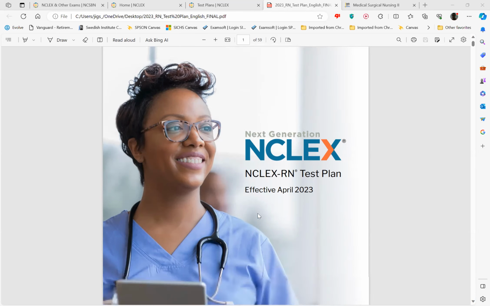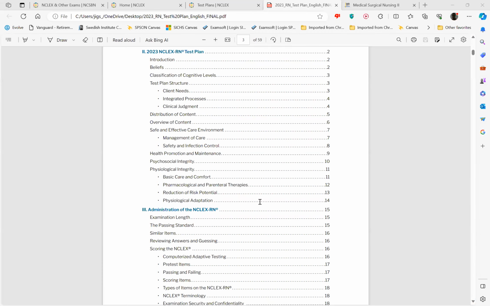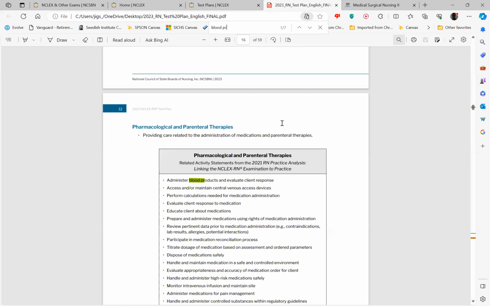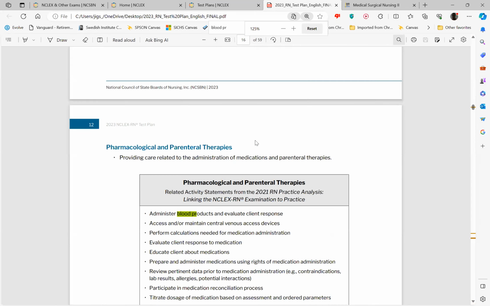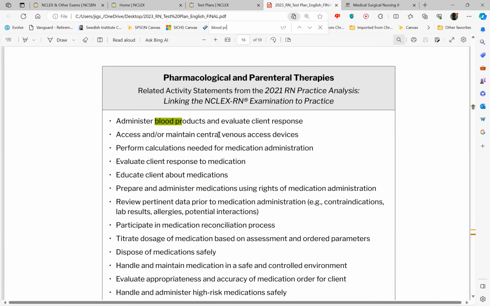Okay. So I'm showing you the NCLEX test plan again, and you'll see how many times blood transfusion is mentioned on this document. Search. All right, here we go. So here's one.